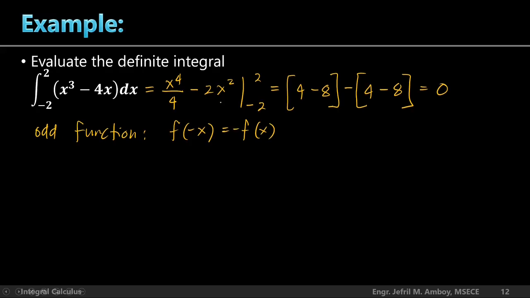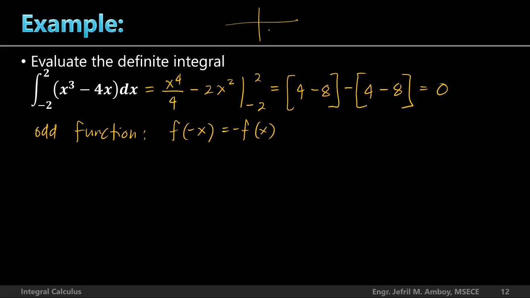Anong ibig sabihin nito? Yung negative x, yan yung right side mo. So, nasa kaliwa ng iyong y-axis. So, halimbawa, gawa tayo. Yung graph na nasa kaliwa, dito, yun yung f of negative x. At yung f of x, yun yung nasa kanan. So, sinasabi nito na kung ano yung nasa kaliwa, negative niya yung nasa kanan. So pag tiningnan mo ang graph niyan, magkamukha yung graph. Kaso nga lang yung isa negative at yung isa positive, 'di ba?